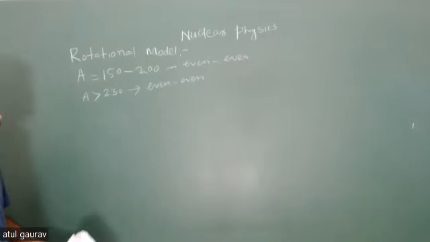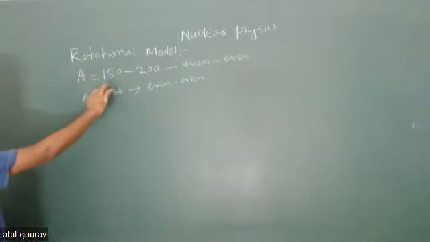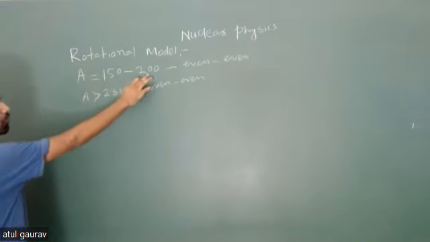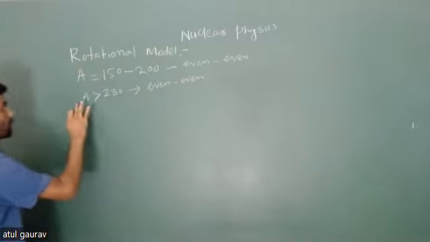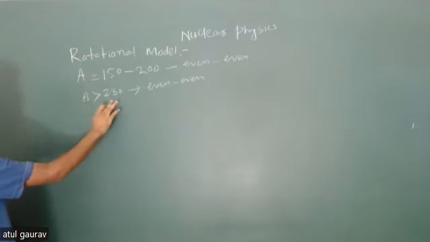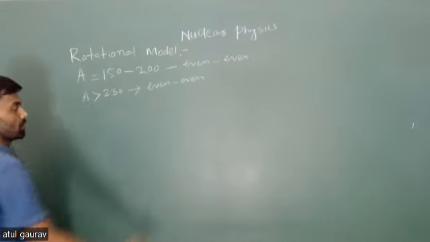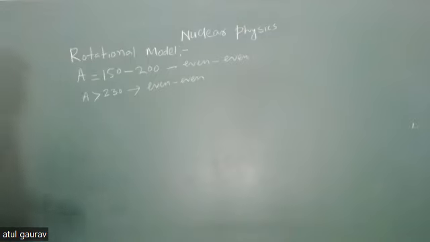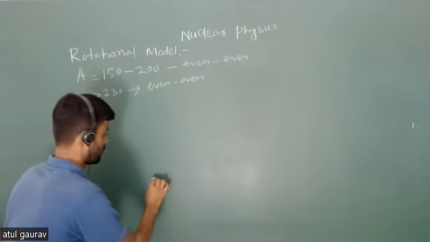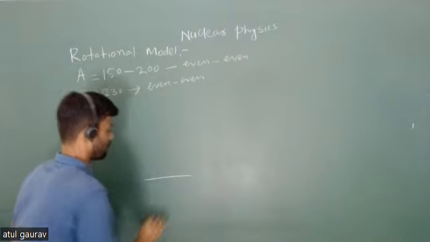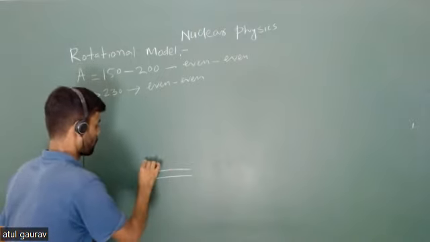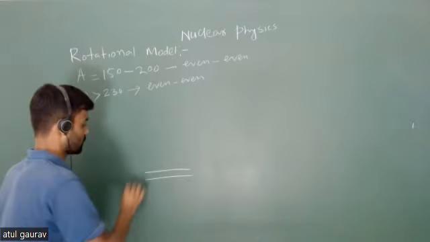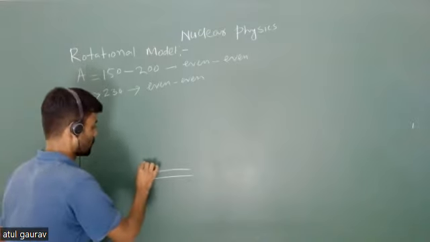So what is experimentally observed for mass number lying between 150 to 200, of course even-even case, and also for mass number greater than 230, again even-even case. Experimentally it was observed that there are many states like this, and with increasing energy, the separation between two successive levels is increasing.